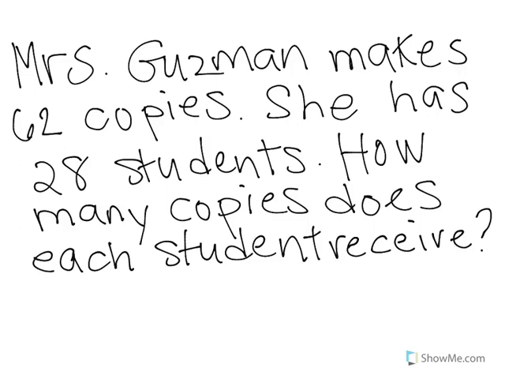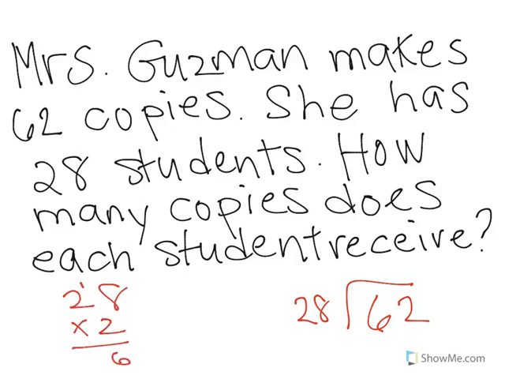This is just a simple division problem, just like we've been doing in the past few days. So 62 divided by 28 would be my division problem. I know that 28 is probably going to go in twice, so 28 times 2 is 56. So 2 times, and we subtract, and we get 6 leftover copies. This is our remainder.